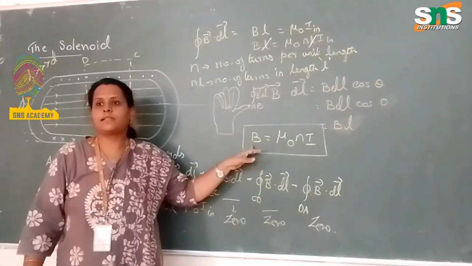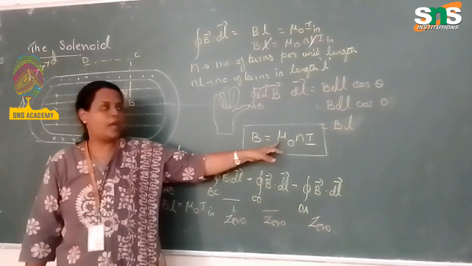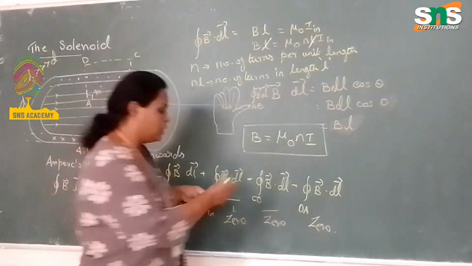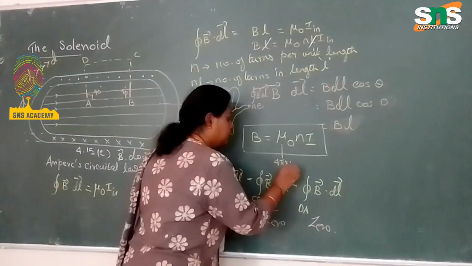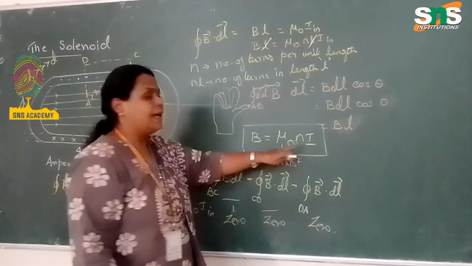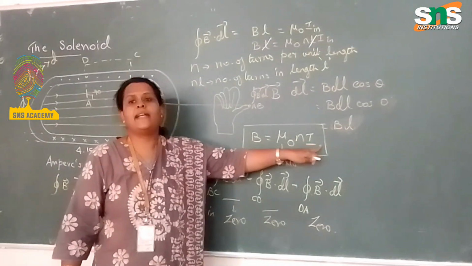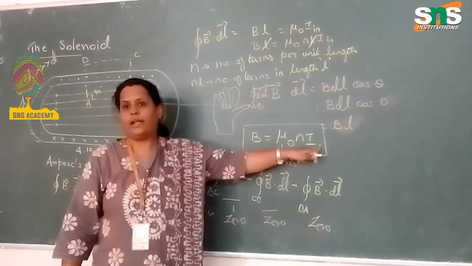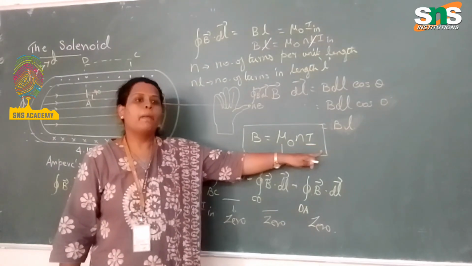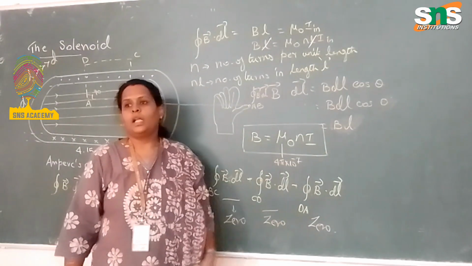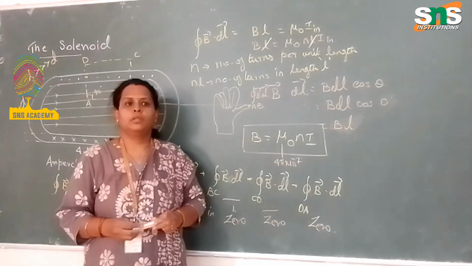Where B represents the magnetic field, mu naught represents the permeability of free space in vacuum, and that value is equal to 4 pi into 10 power minus 7, and n is the number of turns per unit length, where I is the steady current that is flowing in the solenoid. The current we are discussing is steady current, not fluctuating. Any doubts? Any doubts?